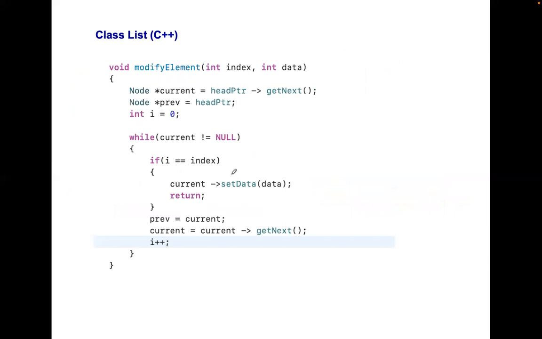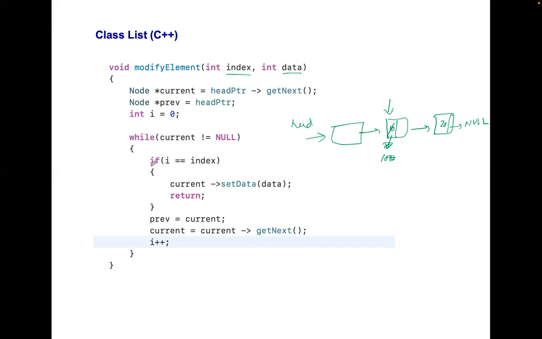Now, modify element using index and data. Say you have a list with head, and it has value 10 and value 20. Given an index, you can modify a value. For example, instead of 10, you want to modify it to 100. We already know how to access a particular node given an index.